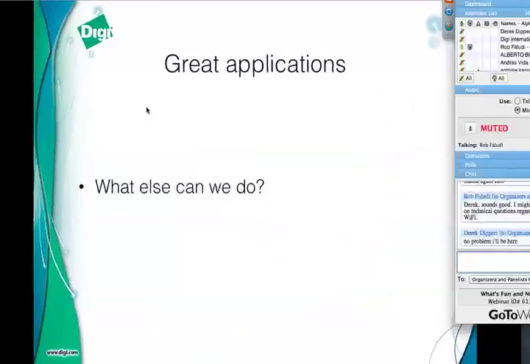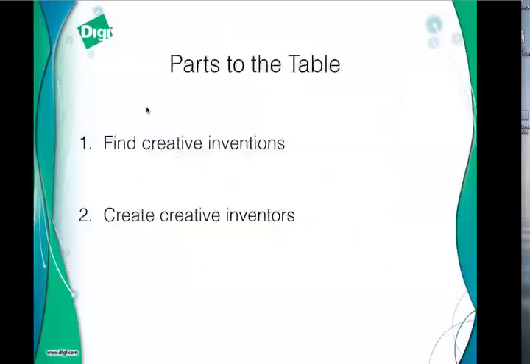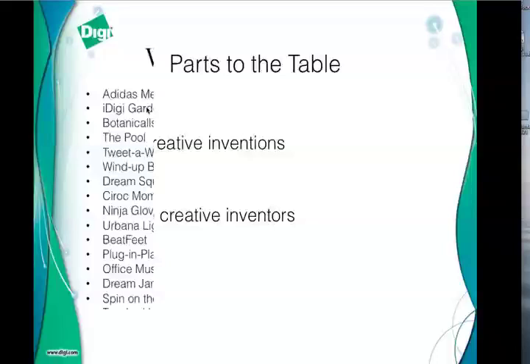And the question I have is, what else can we do? How can we come up with better ideas and new applications? Steven Johnson says the trick to having good ideas is not just to sit around in glorious isolation and try to think big thoughts. The trick is to get more parts on the table, more ideas on the table. So some of my cool new job is going out and getting more parts on the table. In other words, finding creative inventions, but also helping to create more creative inventors for projects like these.